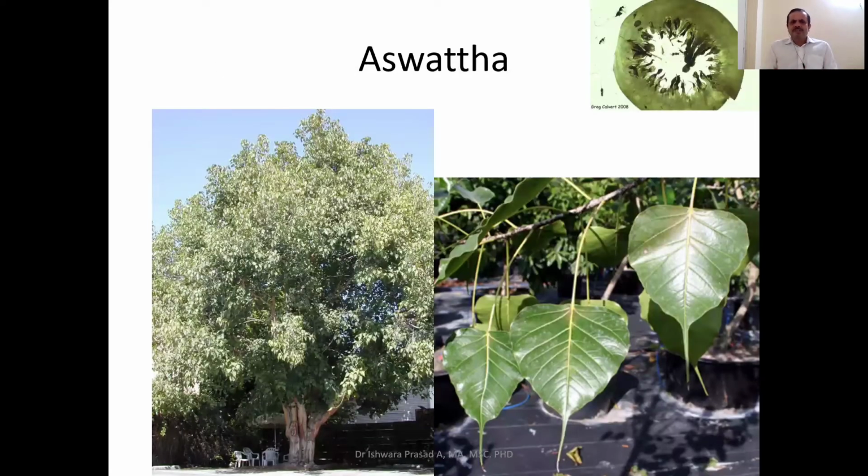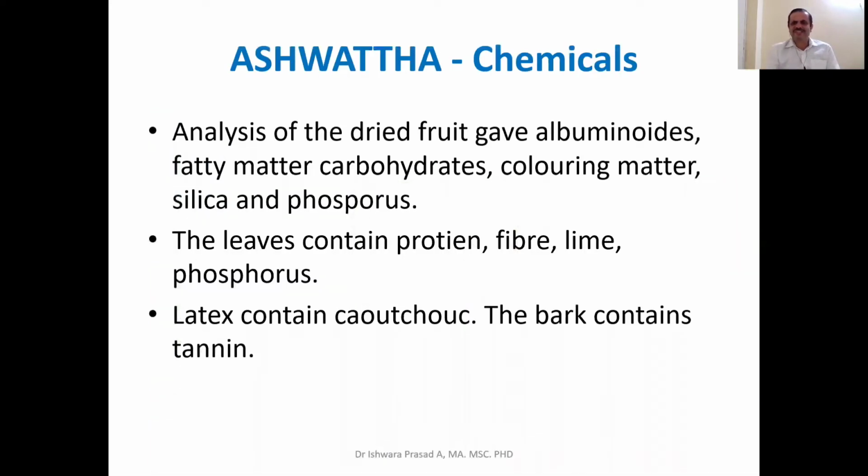So this is the Ashwatha plant. You can identify the Ashwatha leaf like this. It is very easy to identify the Ashwatha leaf. This is the Ashwatha fruit. The Ashwatha tree is a big tree. Of course, it is planted on the roadsides for getting the shade.